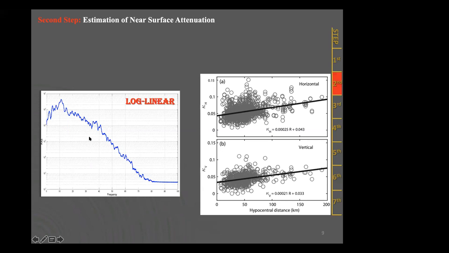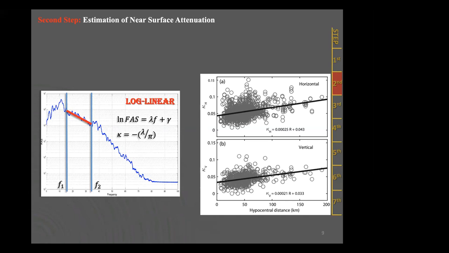But even here, you can see that the trend is changing. But if it was not filtered, it was quite clear that the noise is dominated here, and it would be something like that. So we select F1 and F2, and we fit a straight line in log linear, and from the slope of this straight line, we will estimate the kappa for this record.